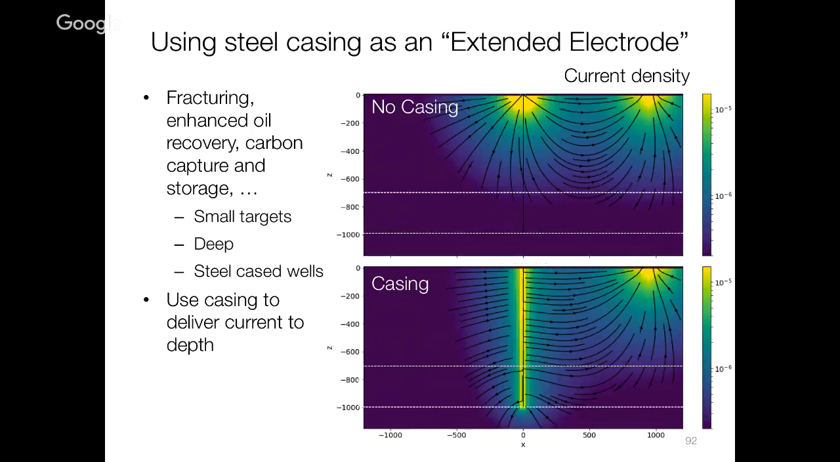So if you've got something down here, you're simply not going to excite it. But if you have a casing, then the whole casing is kind of lit up, it's an extended electrode. And now you can imagine if I had a target down here, I've got currents that are going out, so I'm now having a chance to excite that.